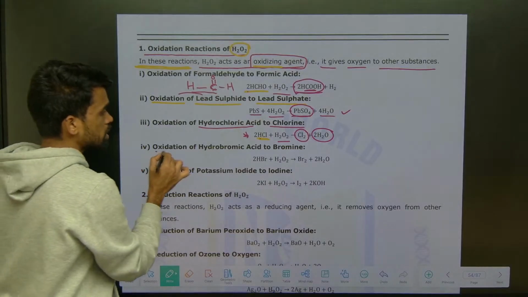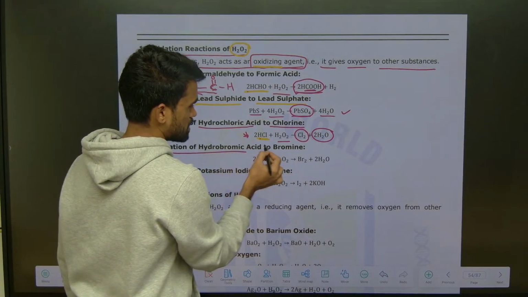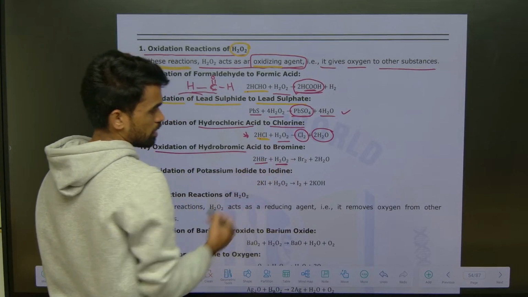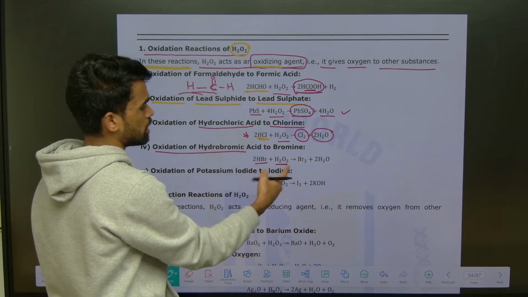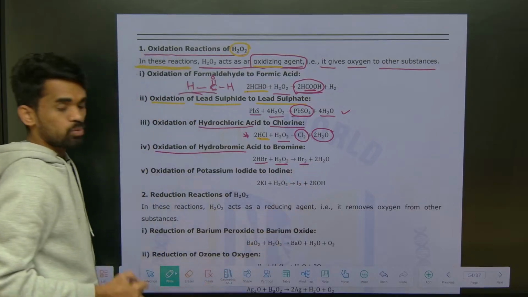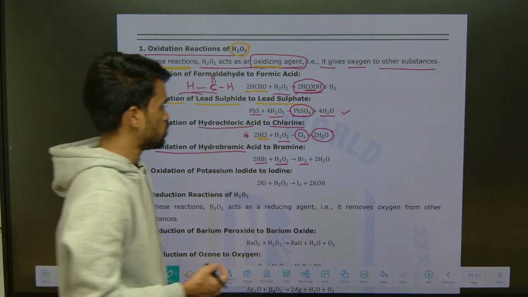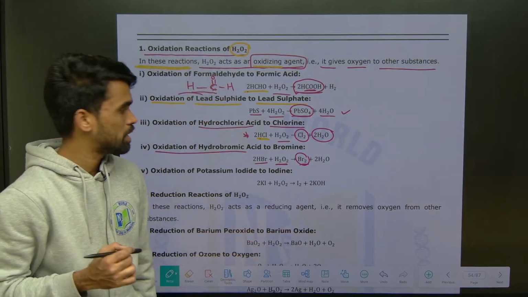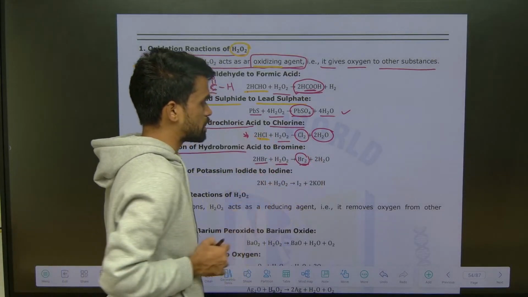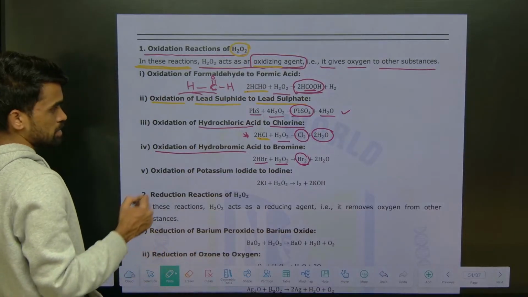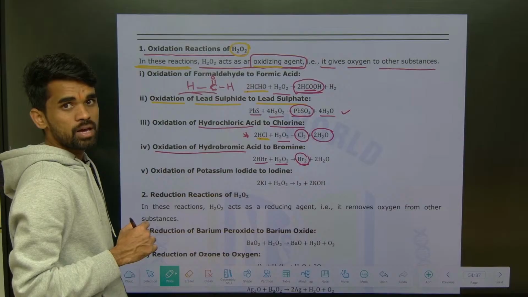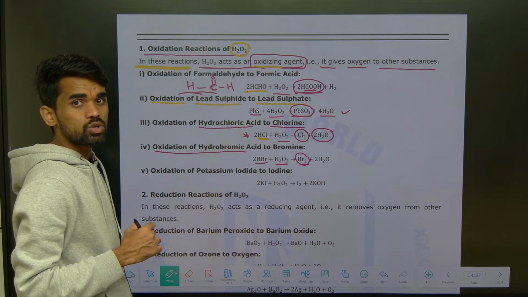Next, oxidation of hydrobromic acid, that is nothing but HBr. So HBr with H2O2. Similar to the above reaction, it is giving you bromine gas. Bromine vapors will be produced here. And you know, bromine is liquid in state at room temperature. Remember that. Bromine vapors will be absorbed first. That is indicating bromine is formed from HBr with the usage of hydrogen peroxide.